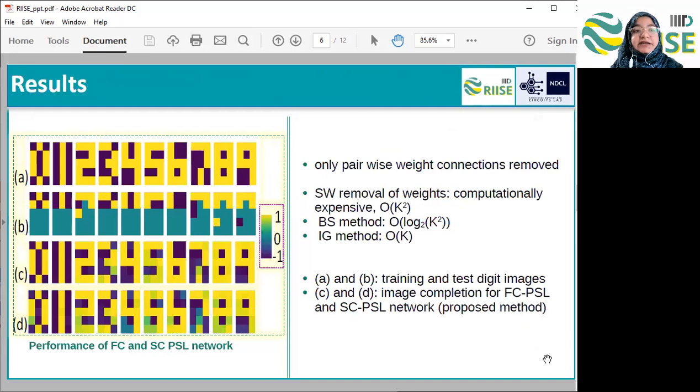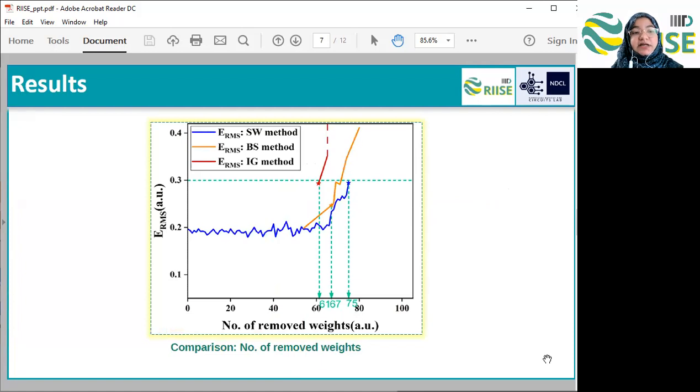Here only pairwise weight connections are removed as they scale exponentially with the number of pbits in the network. However, if we compare the complexity of the three methods, a stepwise removal of weight method is the most computationally expensive and the complexity of the proposed method is of the order K. A and B show the training and the test images, and C and D show the comparison of performance of fully connected PSL network and sparsely connected PSL network obtained from the proposed method. This graph shows the error metric with the number of removed weights.